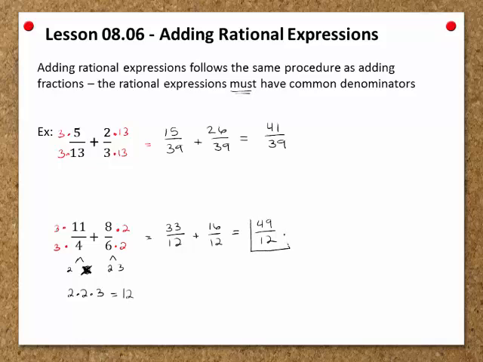Now, I am leaving these improper. And that is because an improper fraction is okay. You do not have to make a mixed number. You just make sure it's reduced.